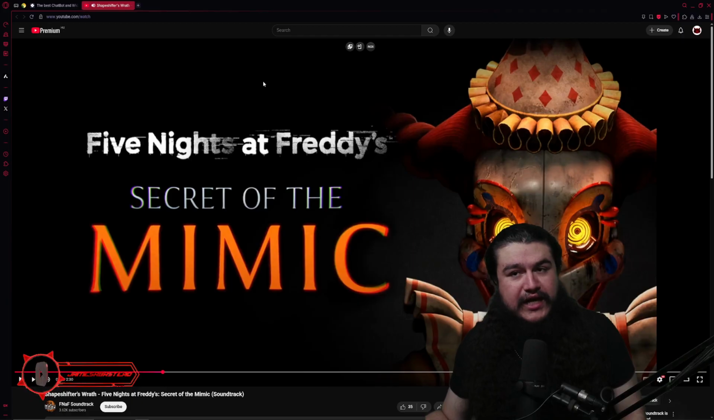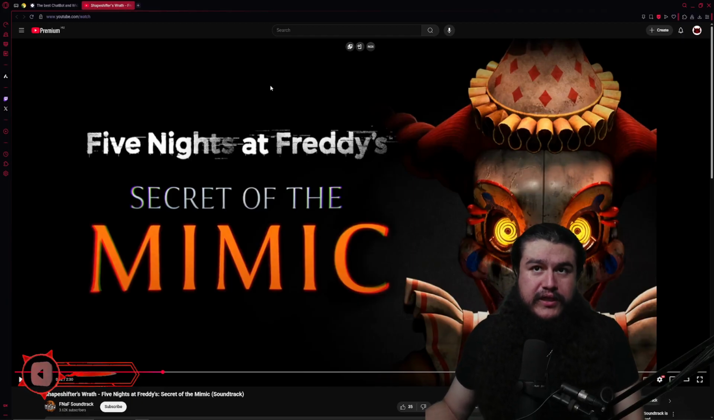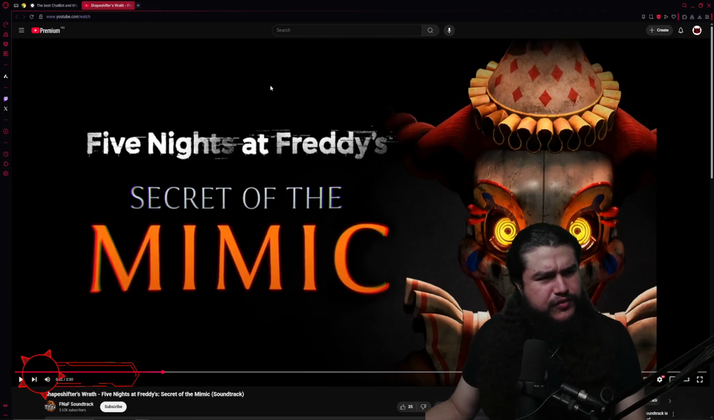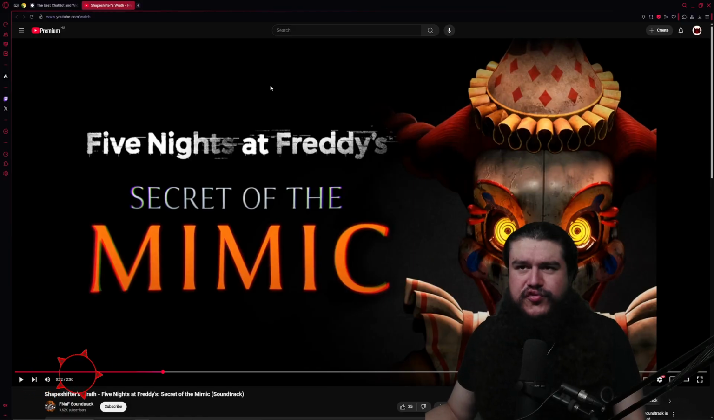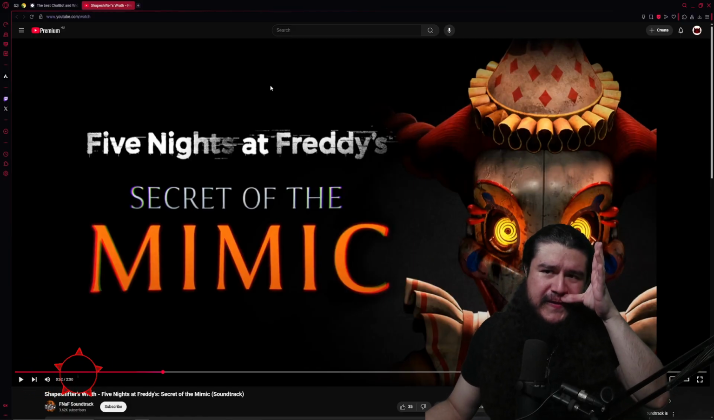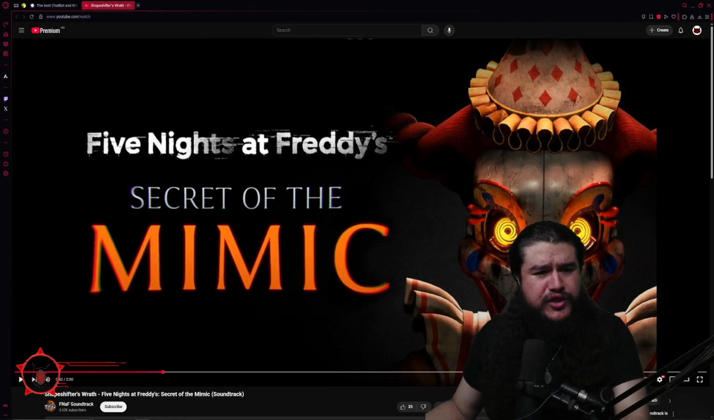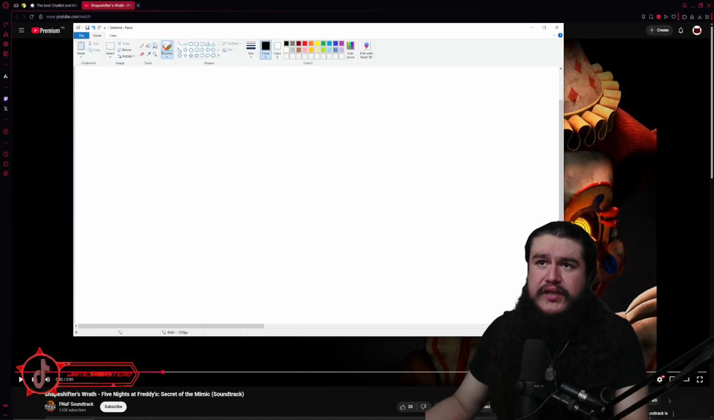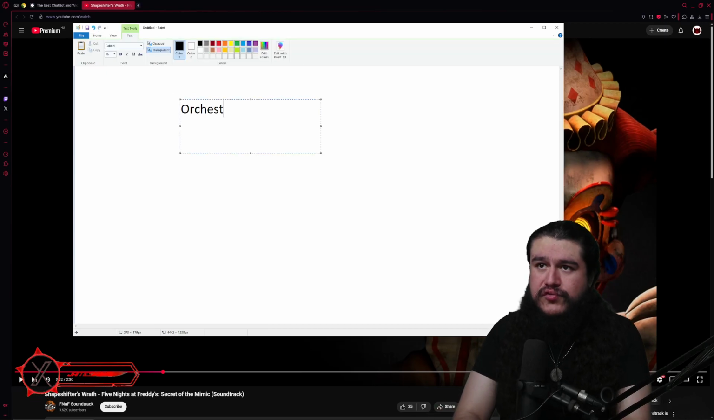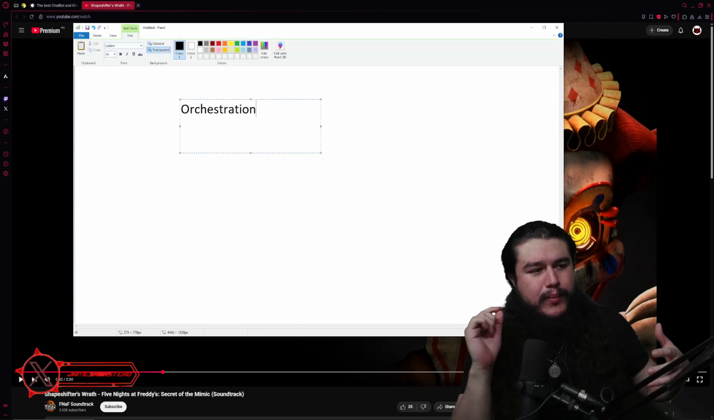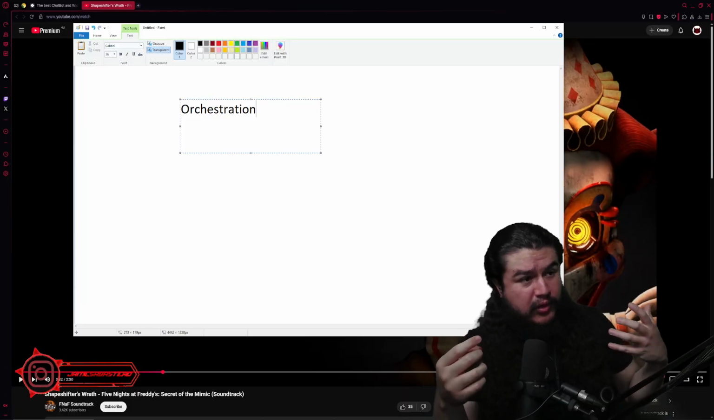Now we got the actual motif coming in fully with the piano, kind of with a music box, it would seem. Interesting way of bringing it. Of course, once again, the concept of orchestration. It's the idea, let me just write this down. Orchestration is when you as a composer have to pick the right instruments for the right reasons.